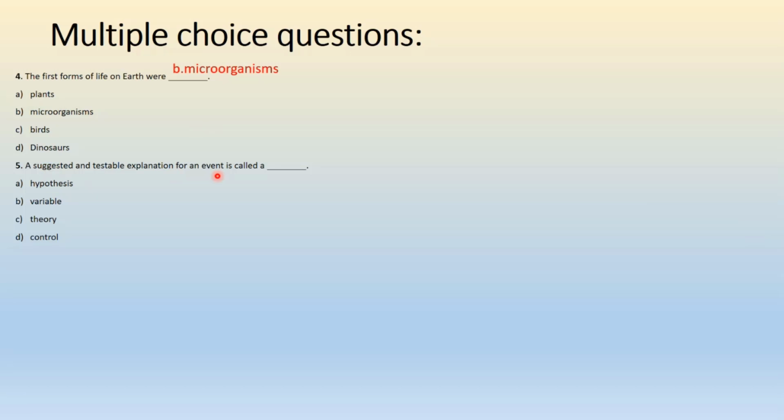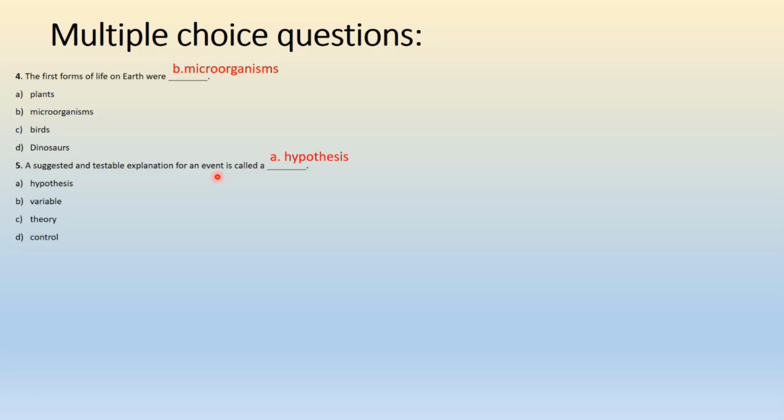And once again, ignore the numbers. Just check the question. A suggested and testable explanation for an event is called. Somebody else answered this one. I think we talked a lot about this today. Somebody said it's A. A will be hypothesis. Anybody else? See, there's somebody seconding, and A also. Third one. Let's see if it's A. Yes, indeed, it's a hypothesis.